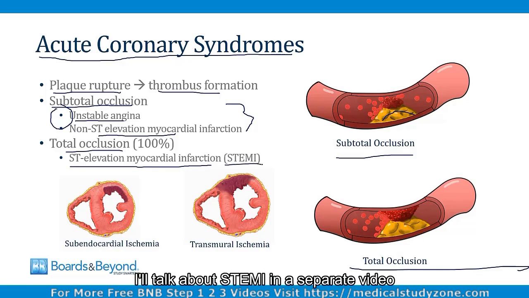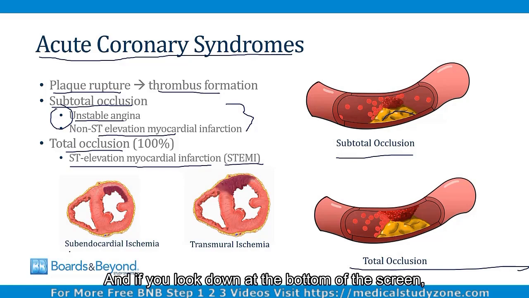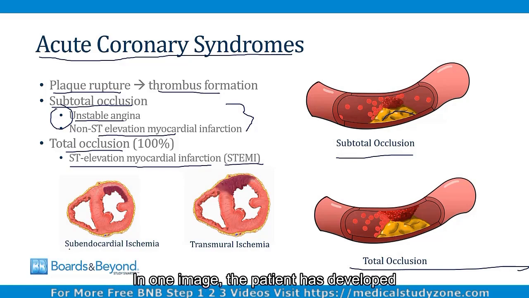I'll talk about STEMI in a separate video, because that's really its own syndrome. It's the most severe manifestation of coronary artery disease. And if you look down at the bottom of the screen, I've drawn two images of the left ventricle. In one image, the patient has developed subendocardial ischemia.